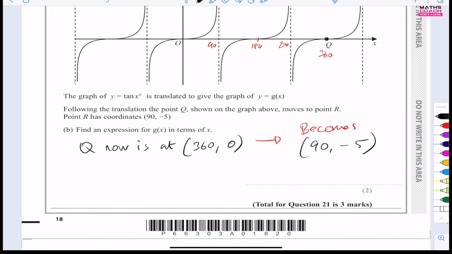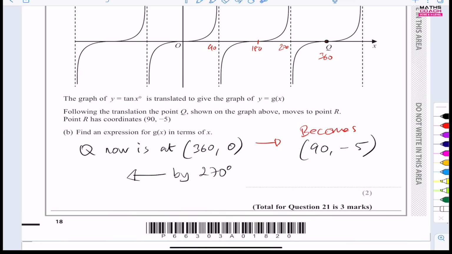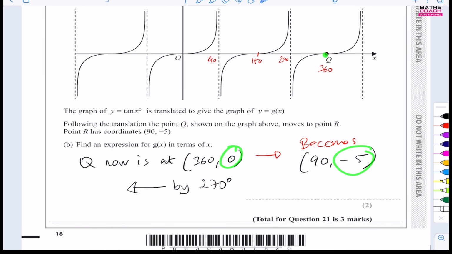So what we need to ask ourselves is, how did 360 become 90? Okay. So it's clearly gone backwards. So it's gone from 360 to 90. That means it's gone backwards by 270 degrees. So therefore, it's gone that way by 270 degrees. Next, how does 0 go to minus 5? So 0 went down to minus 5. So it's clearly gone down by 5.